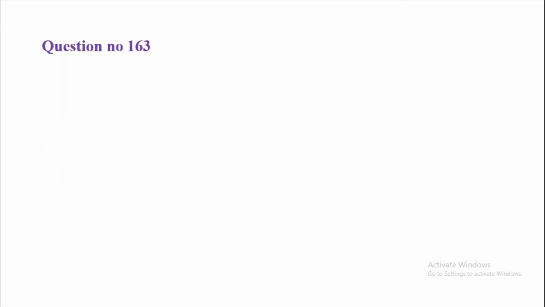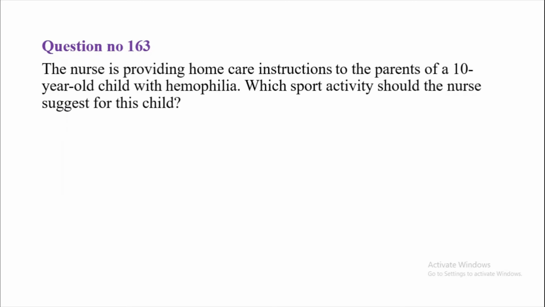Question number 163. The nurse is providing home care instructions to the parents of a 10-year-old child with hemophilia. Which sport activity should the nurse suggest for this child? The options are number A, soccer, number B, basketball, number C, swimming, number D, field hockey.